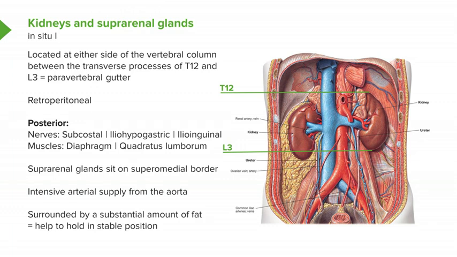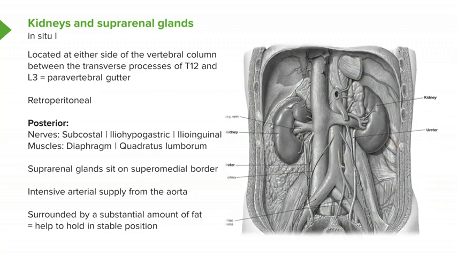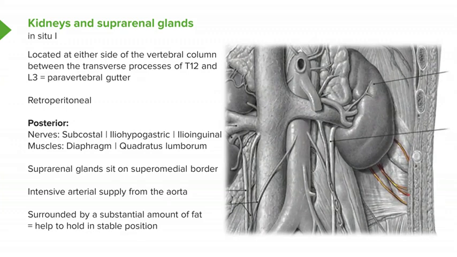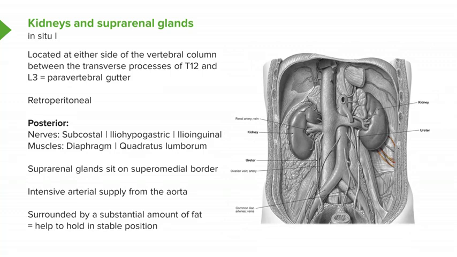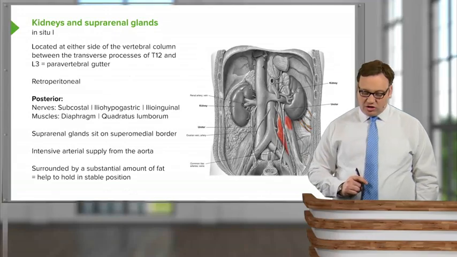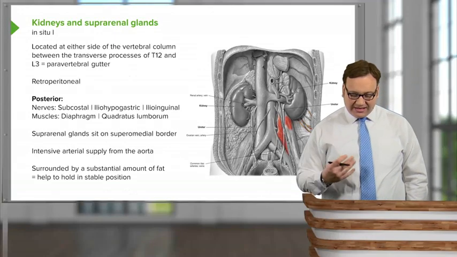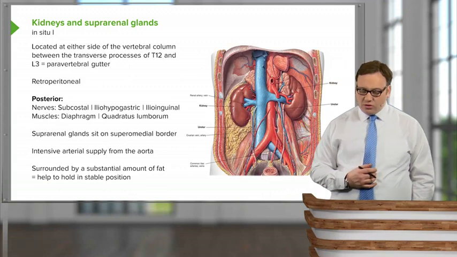Posteriorly, as I alluded to in the previous slide, there's a series of relations. There's some nerves, some muscles: the subcostal nerve, which we can see, iliohypogastric, ilioinguinal. And these are passing down here. We can see those posteriorly to the kidney. We can see it sitting on some muscles, the diaphragm, quadratus lumborum. It's also just sitting lateral to psoas muscle, which we can see here. Suprarenal glands sit on the supramedial border, and there's an intensive arterial supply from the aorta.